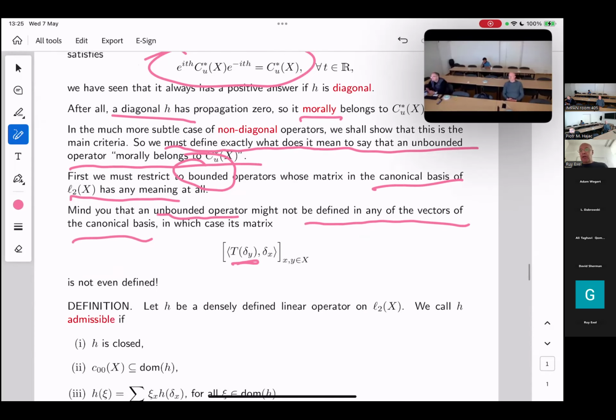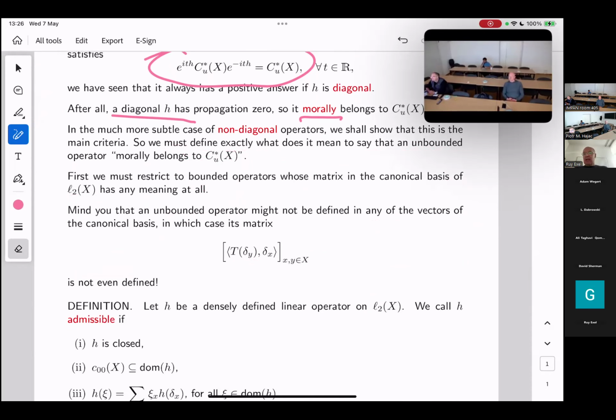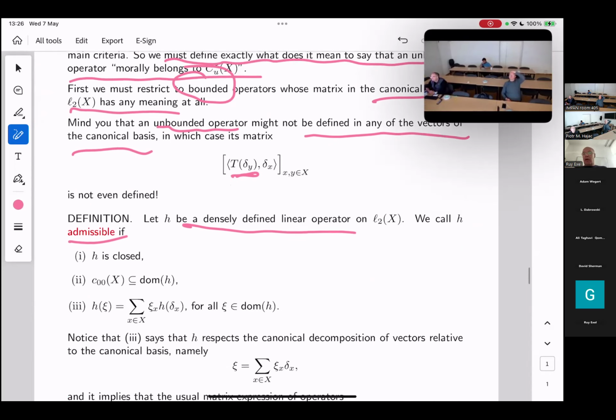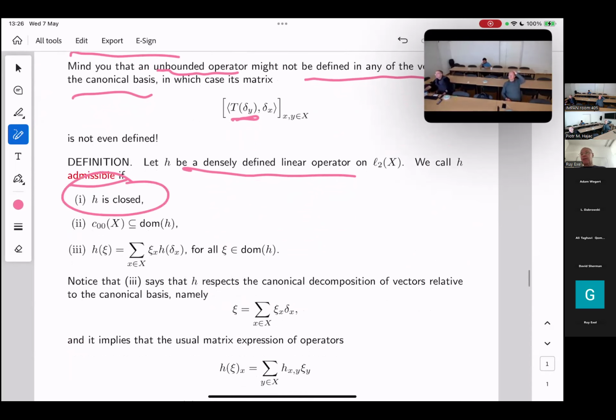So this is what we call an admissible operator. Okay. So let H be a densely defined linear operator on L2 of X. We will say that H is admissible, first of all, if it's a closed operator, if its domain contains all of C00 of X, and finally, if this formula here holds for every psi in the domain of H.